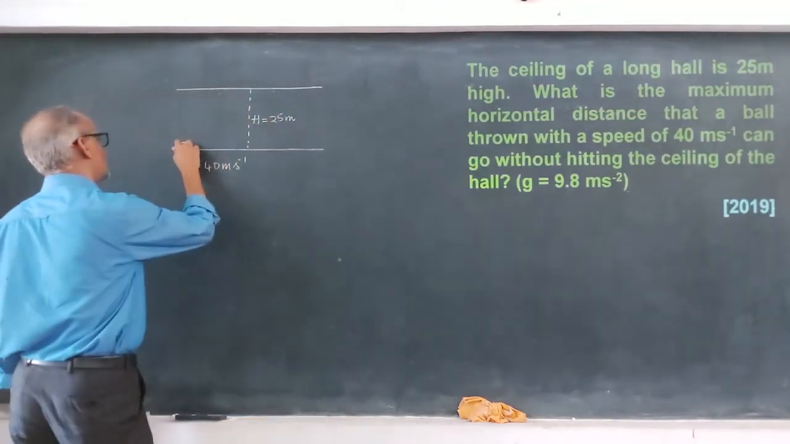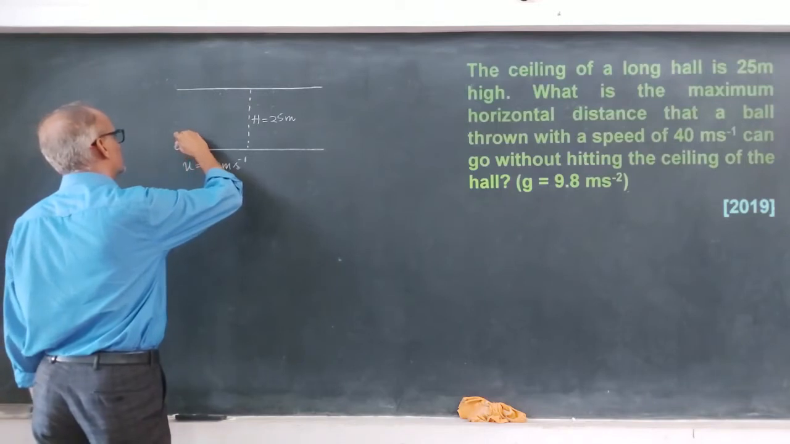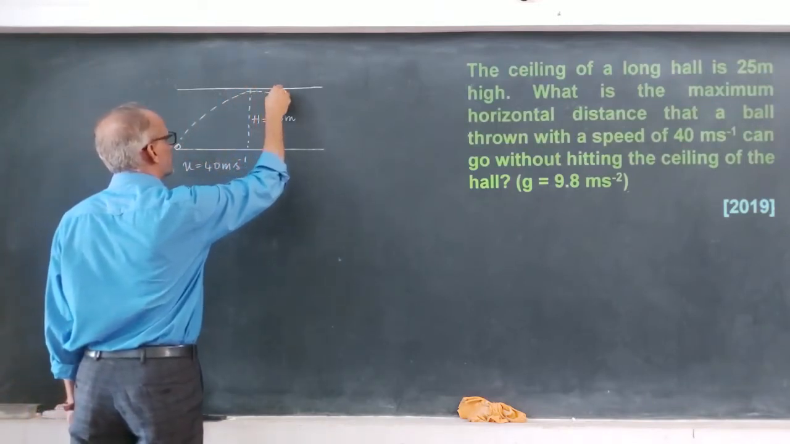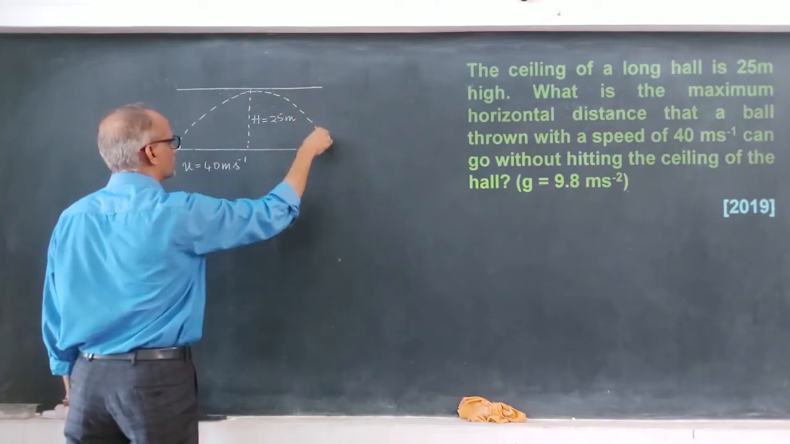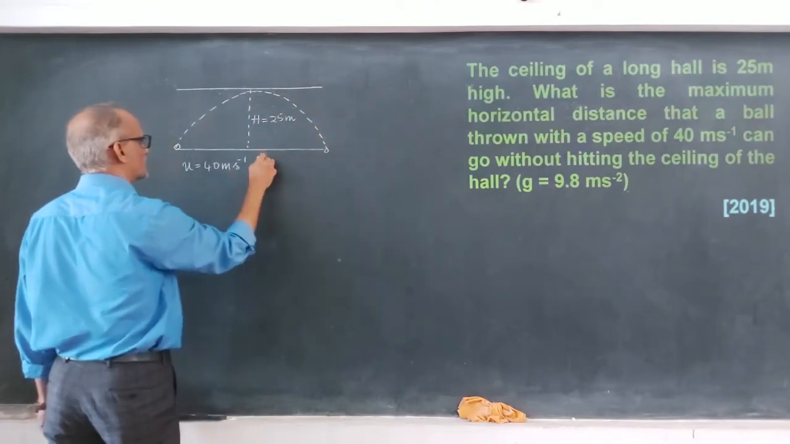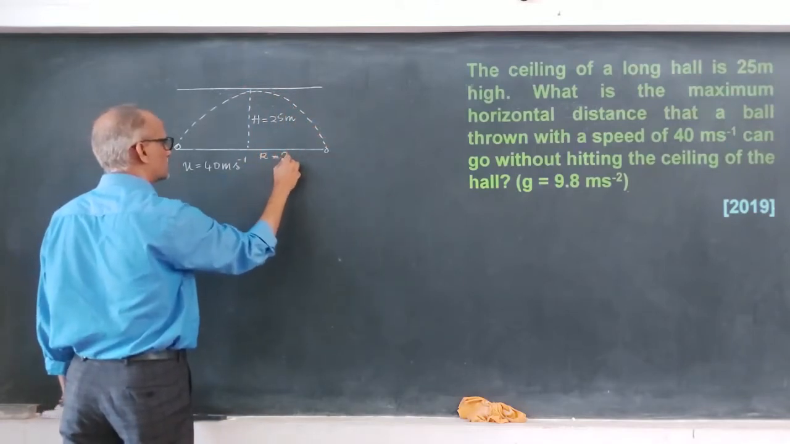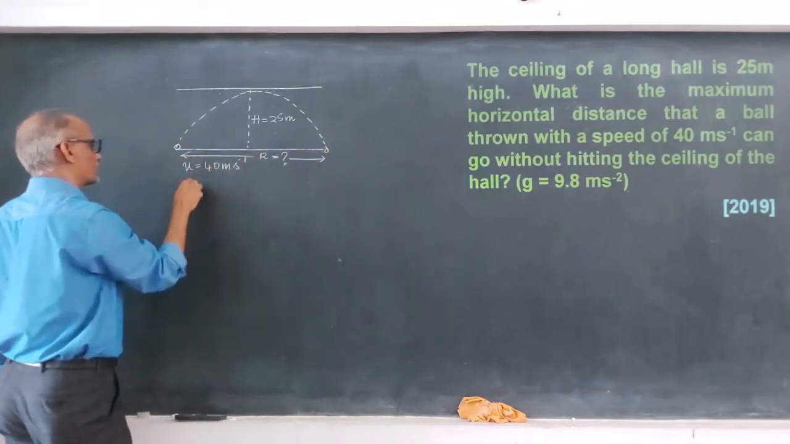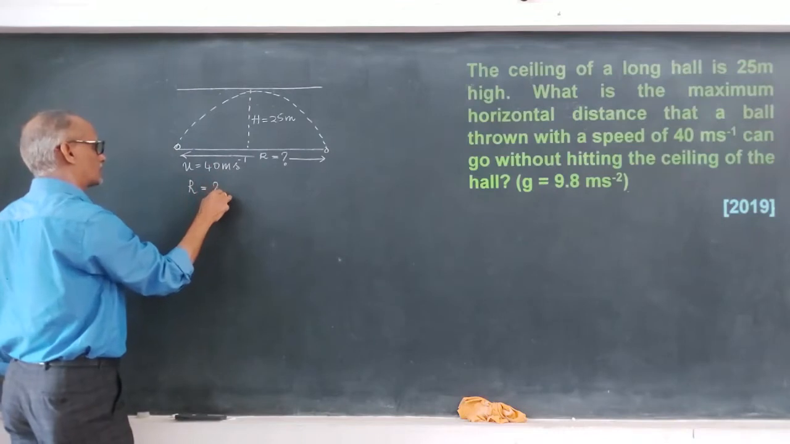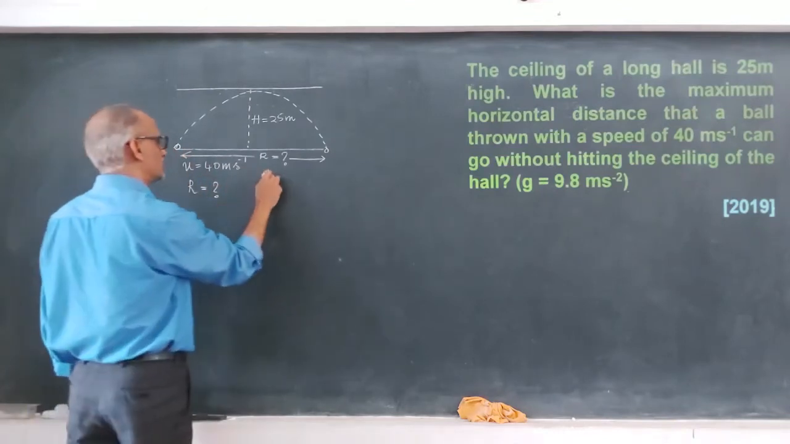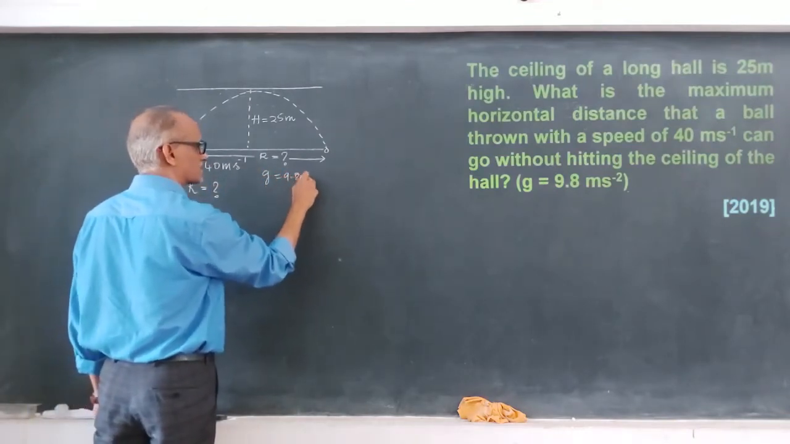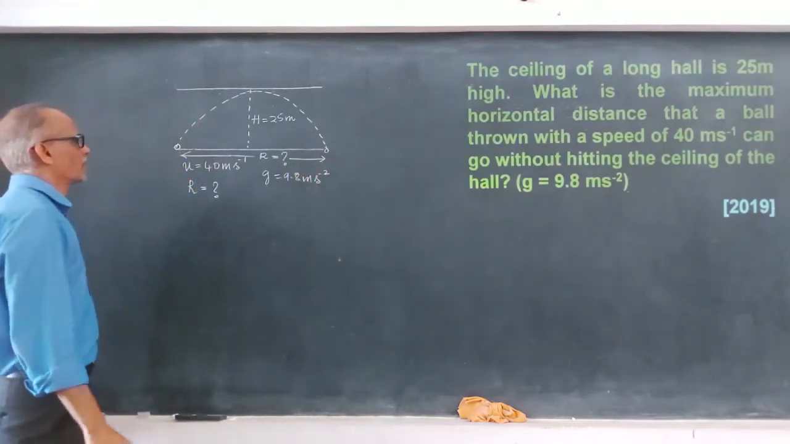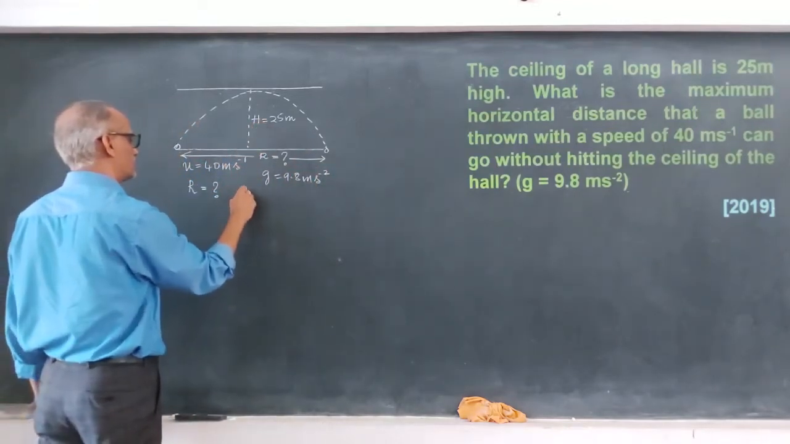Suppose there is a ball here, when hit, it will move like this, it will just clear the ceiling and then it will fall here. And they've asked what is the maximum horizontal distance that it will cover. That means I have to find the value of R. The value of g is given 9.8 meter per second square. H is given 25.